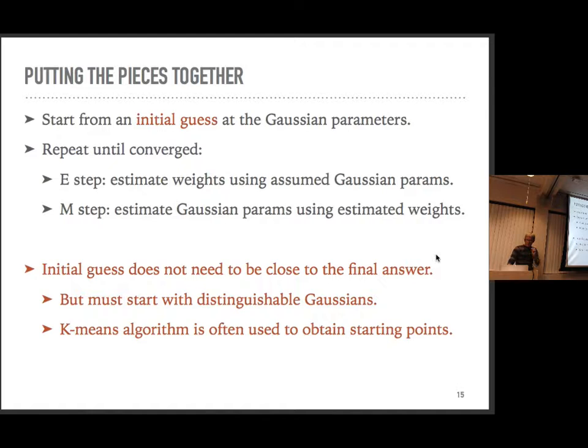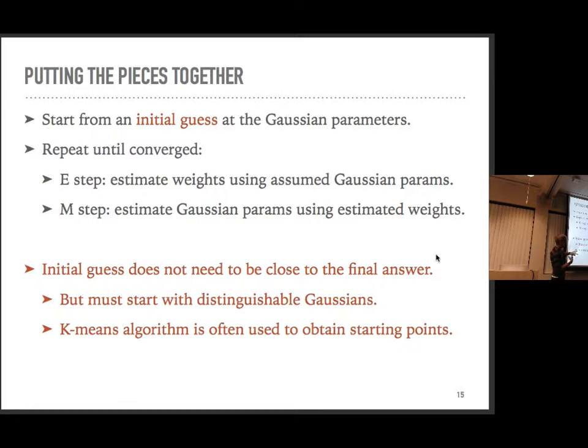Okay, so some of the details here. You start from an initial guess at the Gaussian parameters. Remarkably, your initial guess does not have to be close to the final answer. You can pretty much put in any random number. The only requirement is that when you're guessing what the Gaussians are, you can't just say they're all the same Gaussian. They have to be distinguishable, otherwise things are going to blow up very quickly.